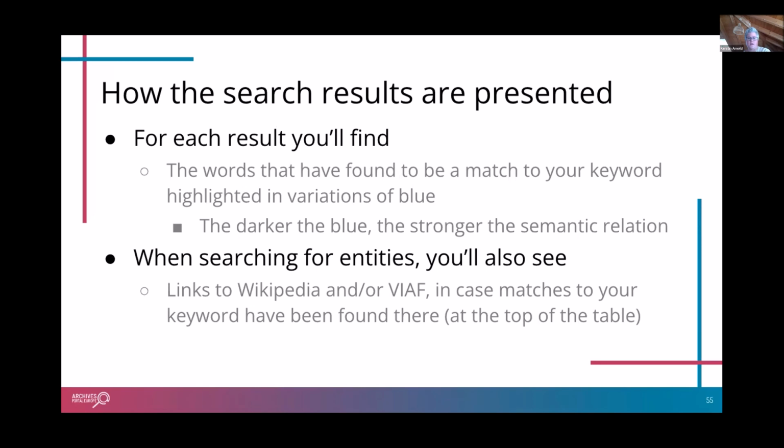What you also will see is that within the content part, the words that we have found to be a match to your keyword are highlighted in variations of blue. The darker the blue, the stronger the semantic relation. And then if you're searching for entities, you will also see the links to Wikipedia and/or VIAF at the top. So you can essentially check those two vocabularies and see to which entity we have matched. Specifically in entity searches, it might also be that we have, for whatever reason, found the wrong entity. So it's always good to check that.